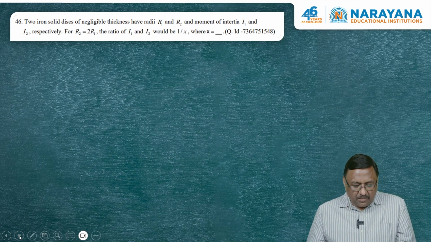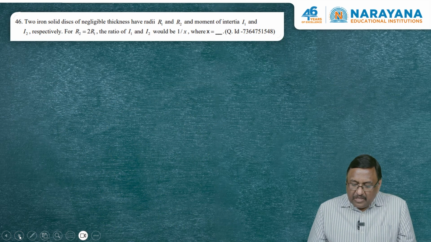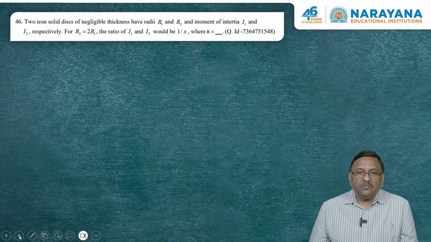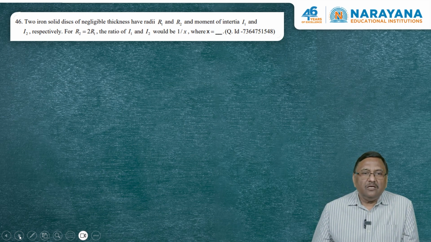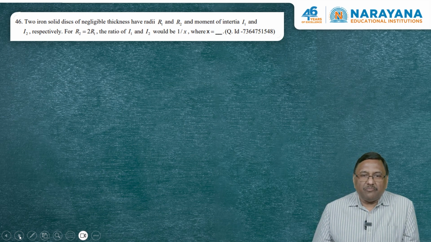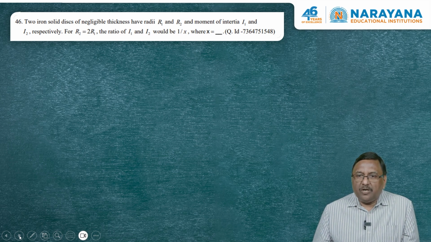Question number 46. These are some numerical based problems. So what he is saying here, just read it again. Two iron solid discs of negligible thickness have radii r1 and r2 and moment of inertia I1 and I2 respectively. For r2 is equal to 2 r1, the ratio of I1 and I2 would be.